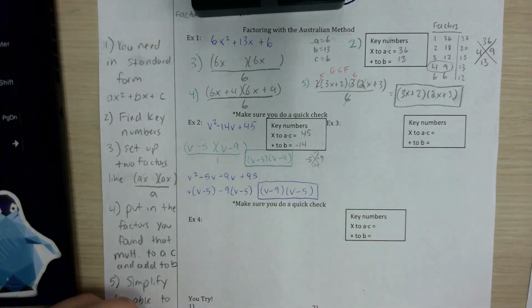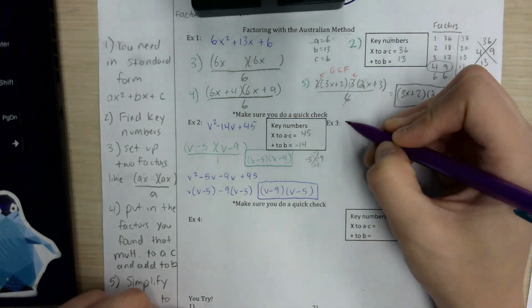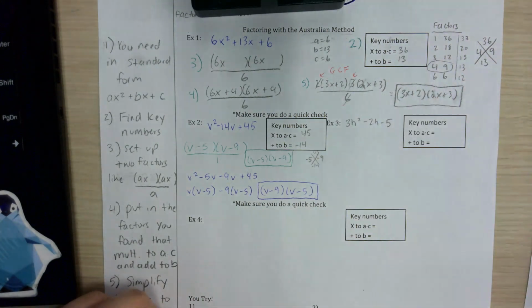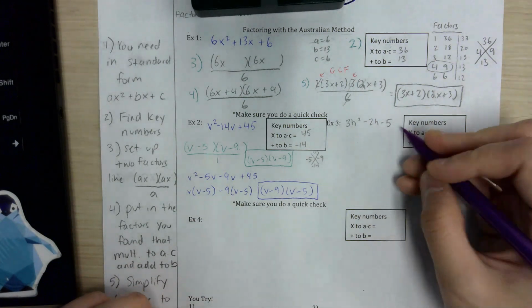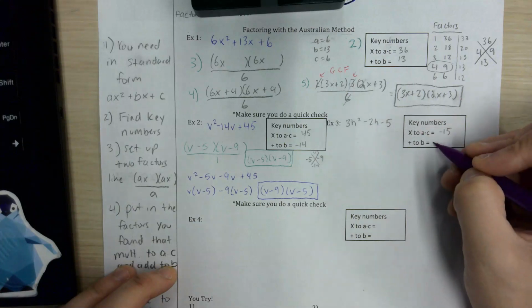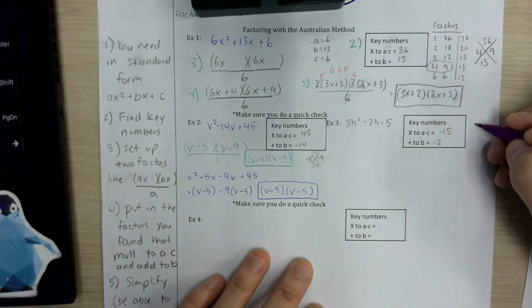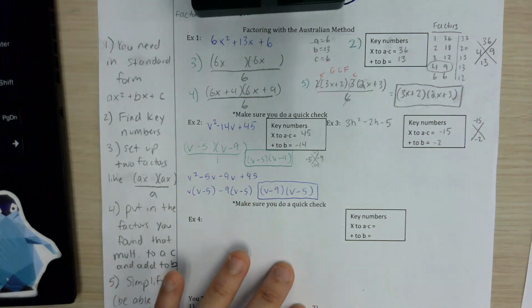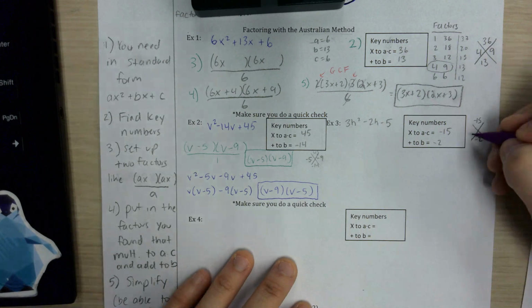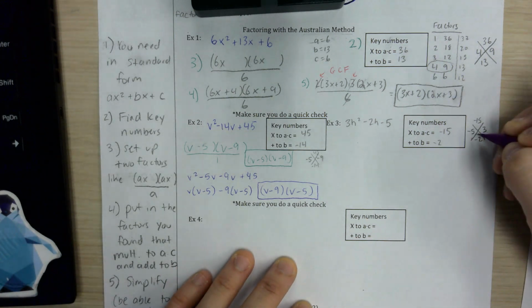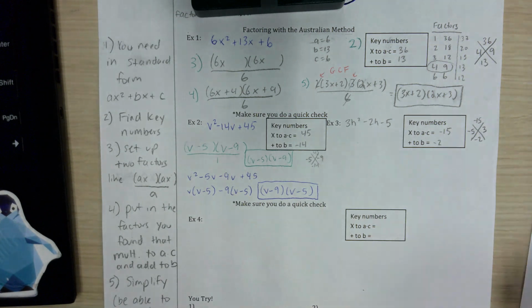So we have example 3, 3h squared minus 2h minus 5. Our key numbers: a times c is negative 15, and they add to b, which is negative 2. So we have 5 and 3, but which one is negative? The 5 is going to be negative because the sum needs to be a negative number. So negative 5 plus 3 is negative 2.